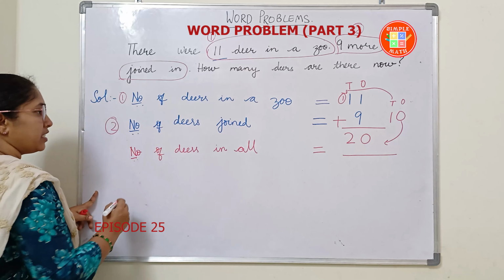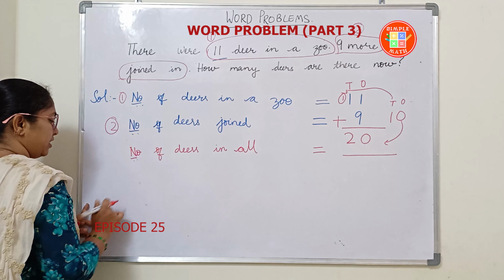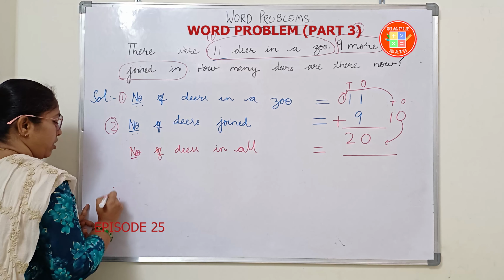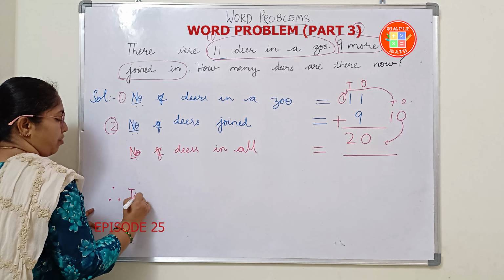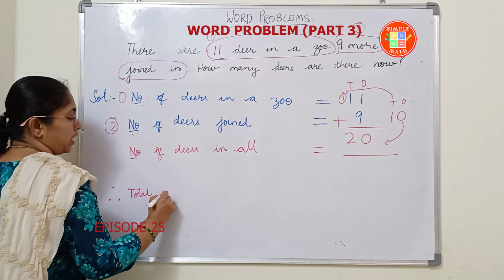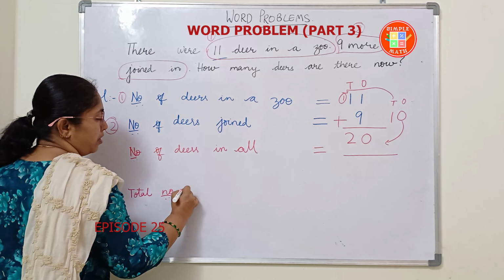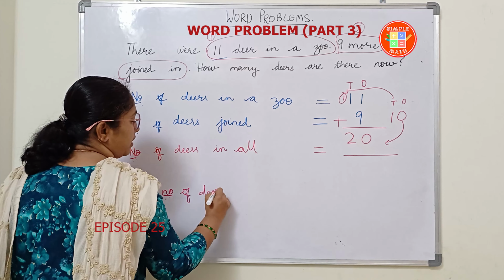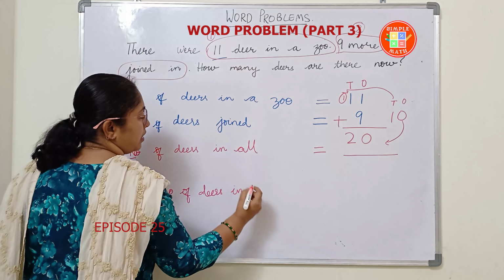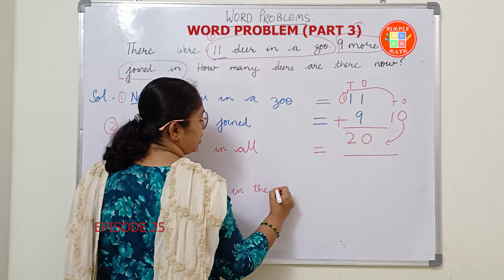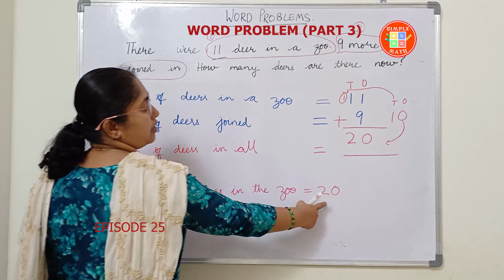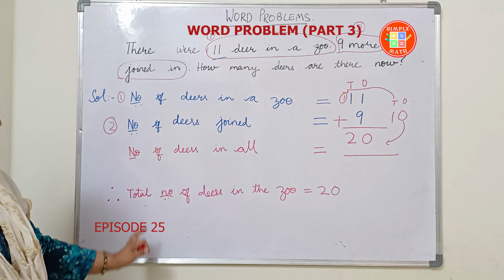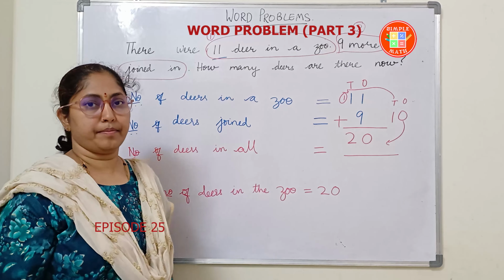So what will be the last statement? We'll write 3 dots and say this is as therefore total number of deers in the zoo is equals to 20. You will write this 20 here, or the sum you will write here in the final statement.